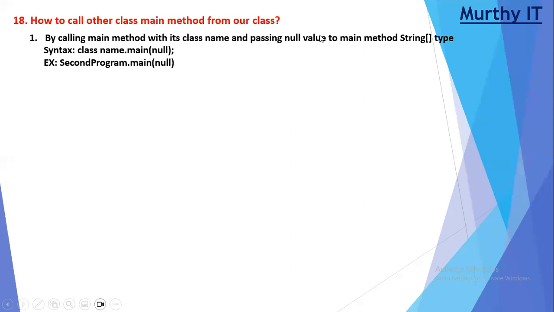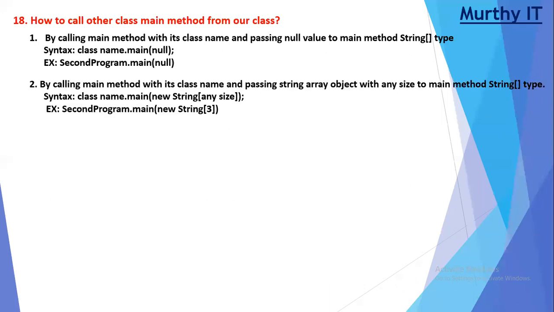A string array is a reference type, and reference types can take null values. So by passing null we can call another class's main method. Whichever class's main method you want to call, if you call class name dot main of null, the main method will be called. For example, second program dot main of null, then that class's main method will be called.